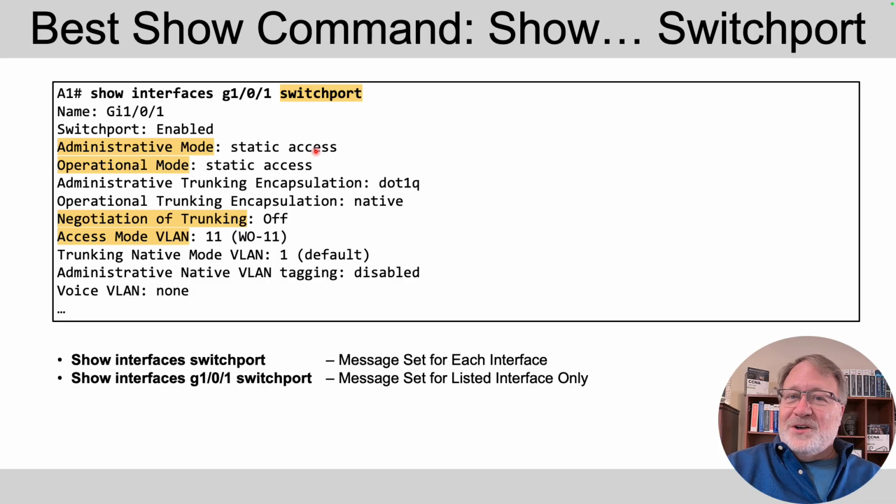And it turns out there's some logic that says, hey, we know what you configured. Are we going to operate as an access port? And that means the operational mode. What are you actually working as right now? It shows up as static access. Down here it says, what access mode VLAN are you using? Assuming you are operating as an access port, and we're using, you guessed it, VLAN 11 on this port. The VLAN whose name is WO-11. All right, so you can see there's a lot of rich information in this command. You'll use this command a lot out in production.